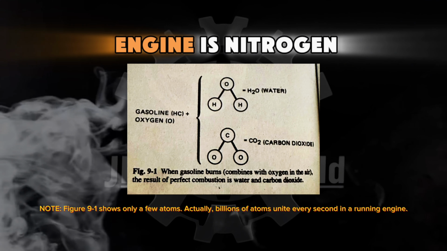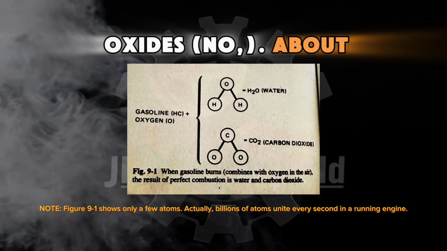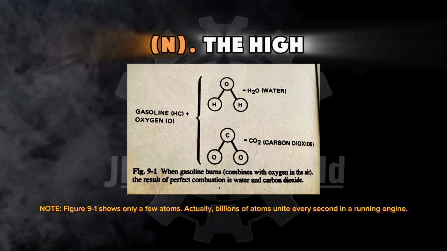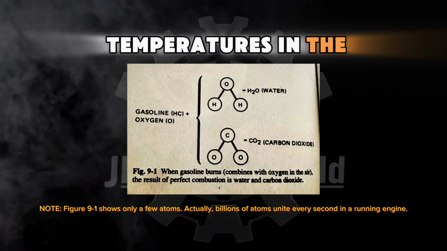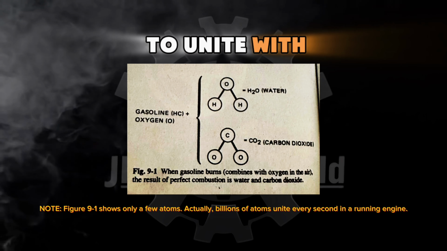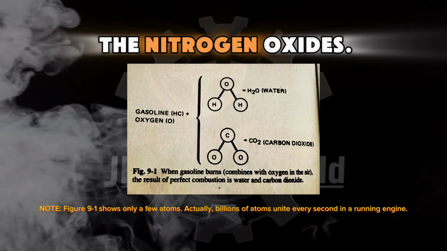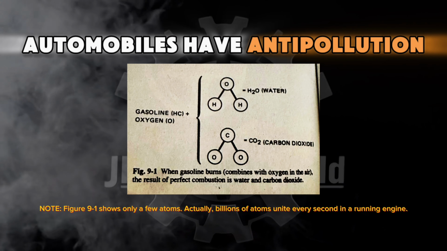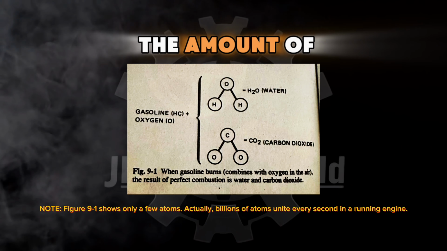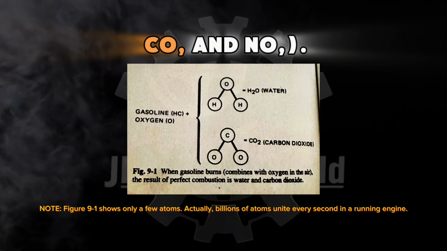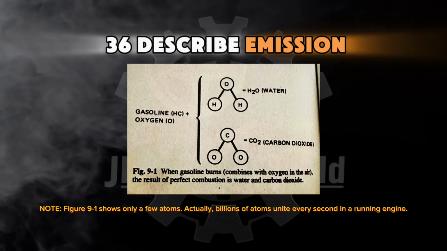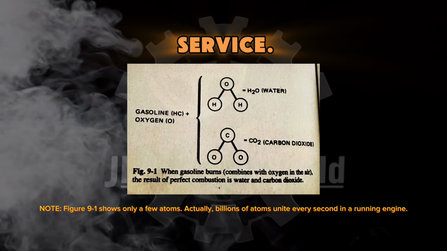Another group of atmospheric pollutants from the engine is nitrogen oxides, NO. About 80% of the atmosphere is the gas nitrogen, N. The high temperatures in the engine cause some of the nitrogen to unite with oxygen. This forms the nitrogen oxides. Automobiles have anti-pollution devices called emission controls. These reduce the amount of the pollutants, HC, CO, and NO. Chapters 35 and 36 describe emission controls and their service.